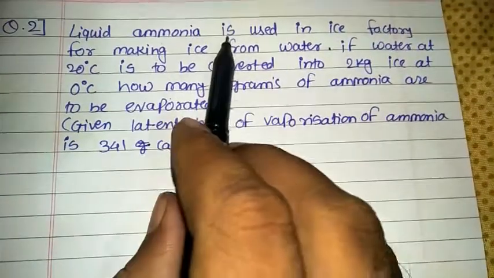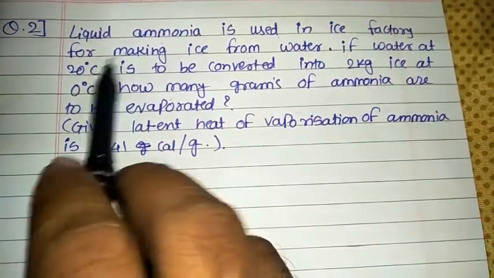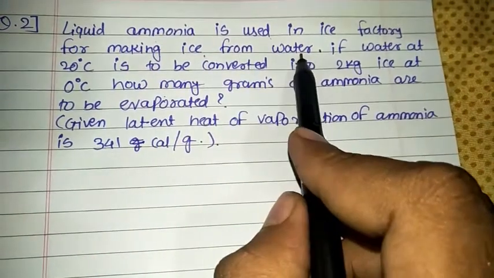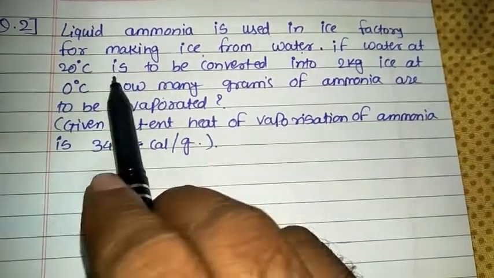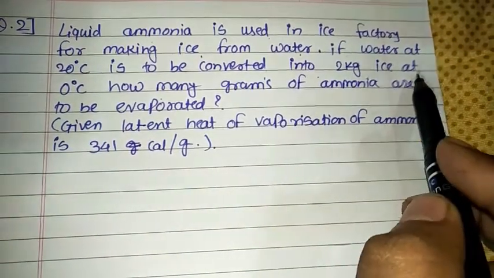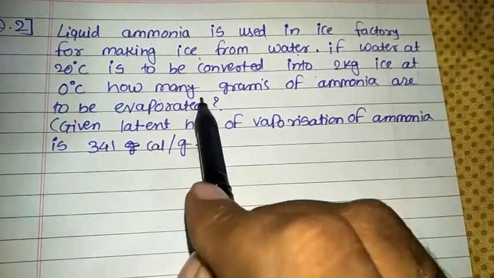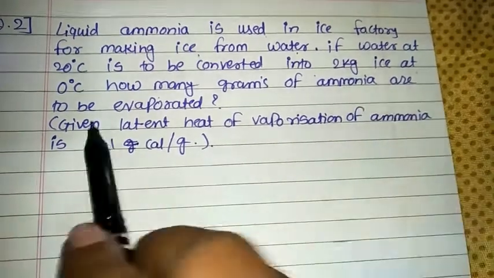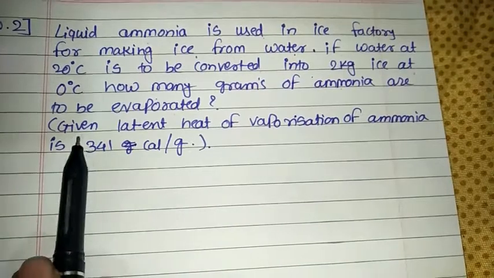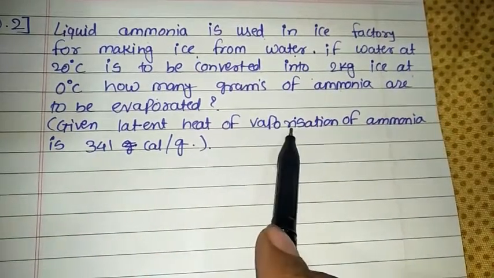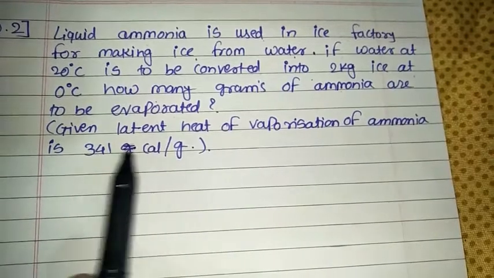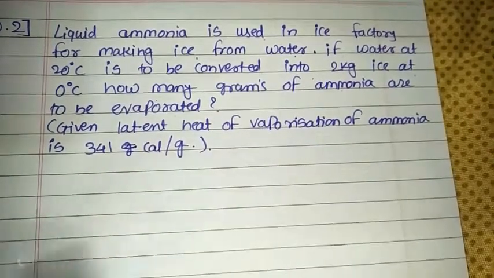Liquid ammonia is used in an ice factory for making ice from water. If water at 20 degrees Celsius is to be converted into 2 kg of ice at 0 degrees, how many grams of ammonia are to be evaporated? Given is the latent heat of vaporization of ammonia, 341 calorie per gram.